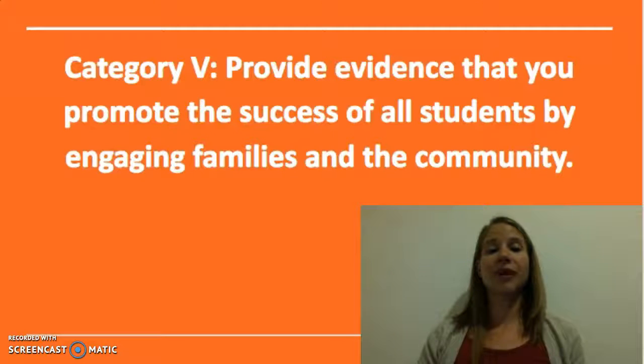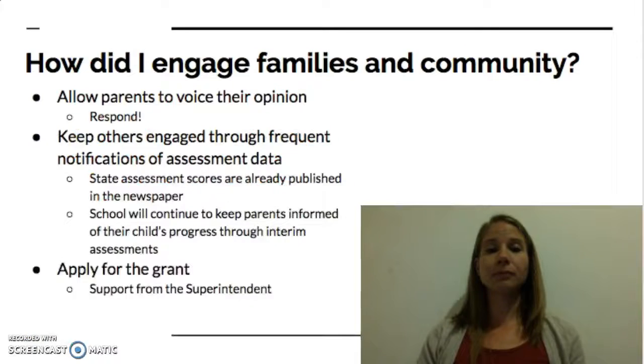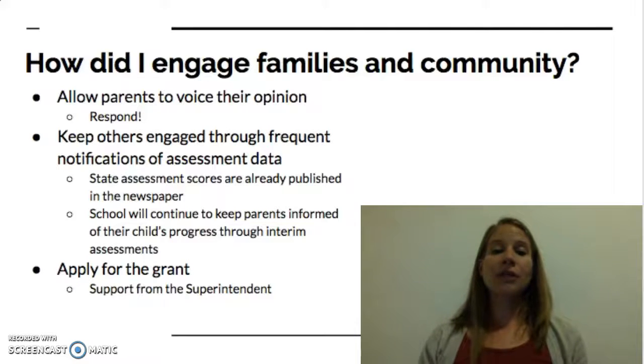Category 5. Provide evidence that you promote the success of all students by engaging families and the community. How did I engage families and community? First, I allowed the parents to voice their opinion through the letter from the PTO president. But not only did I read their letter, but I responded by going to their meeting and communicating with them.